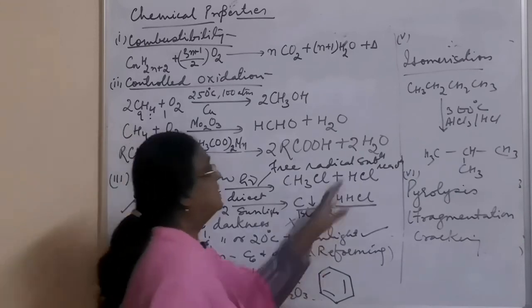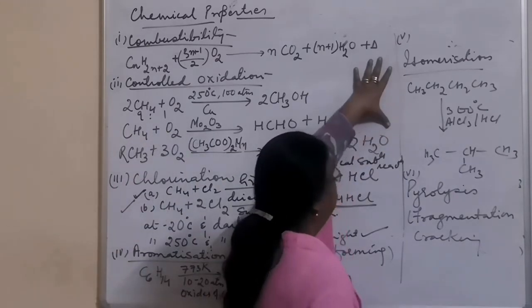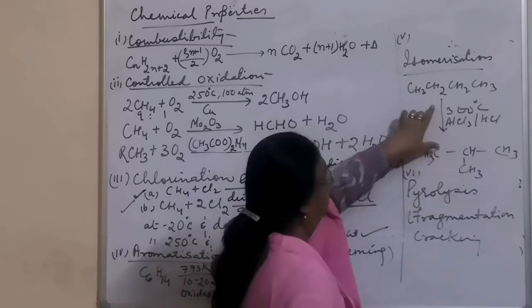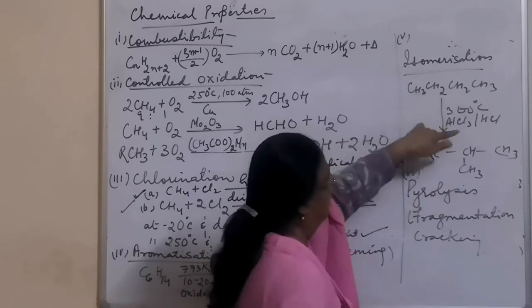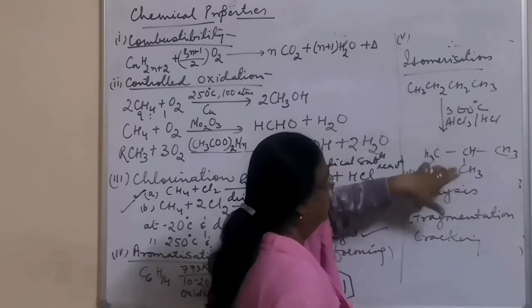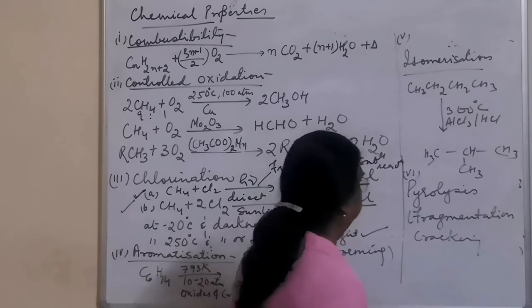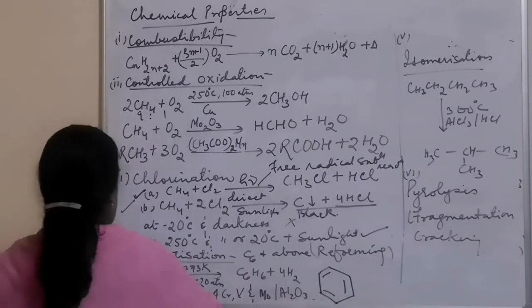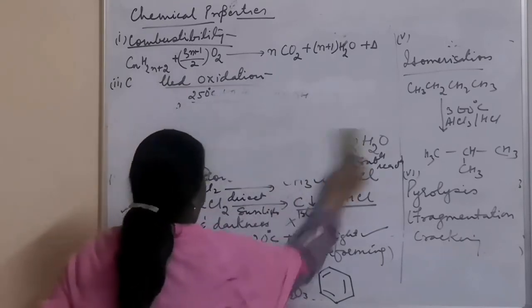Next property is isomerization. A straight chain compound is converted to a branched chain compound under these conditions. 4 carbon here, here also 4 but with a branch. This is butane, this is 2-methyl propane. And the last is pyrolysis, and that I will explain over here.